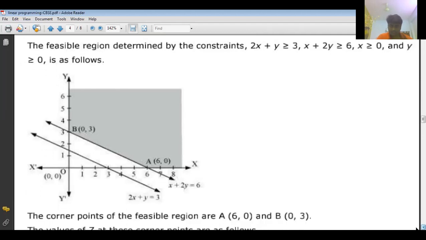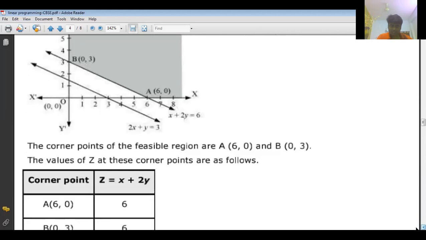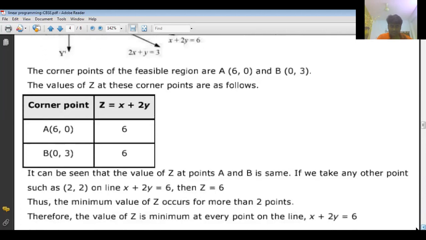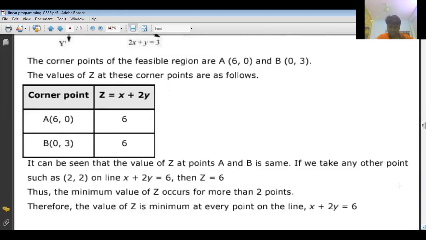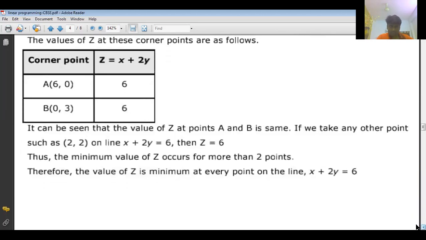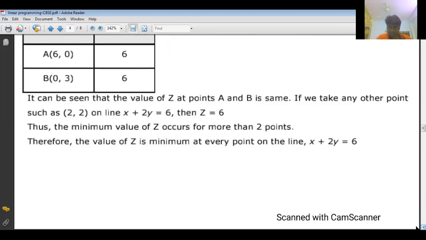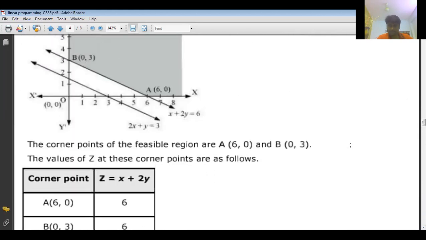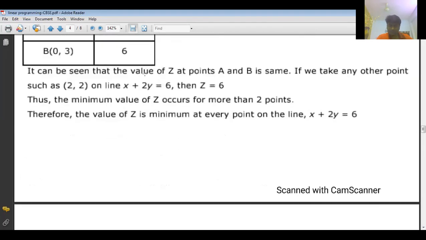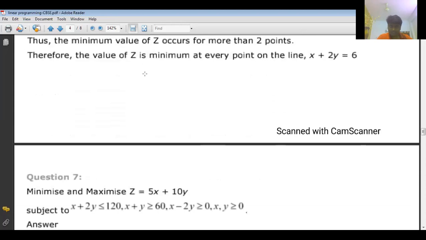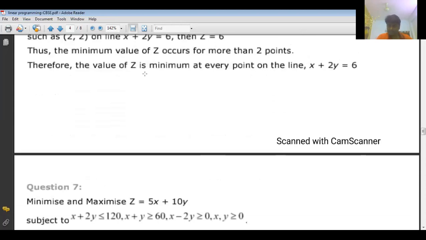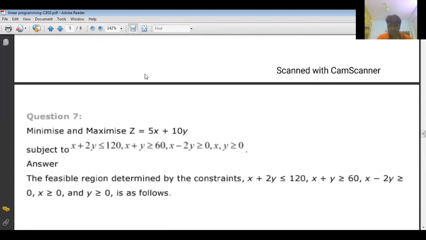So that means the corner points of this feasible region are these, and at these the value of z at both A and B is the same. The minimum value of z occurs at more than 2 points, so therefore the value of z is minimum at every point on the line x plus 2y equals 6. Which line? Upper line. See this line. On the upper line, any point gives you the minimum value only. And what about maximum? It doesn't have any maximum value. Here we are going to find the minimum only. So like that we can solve every problem.